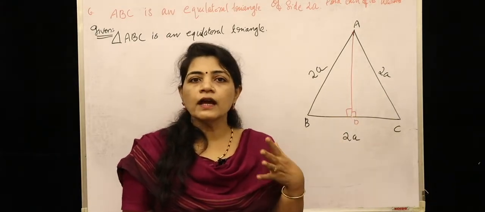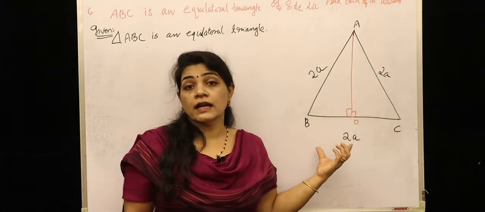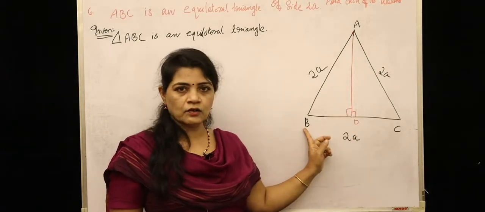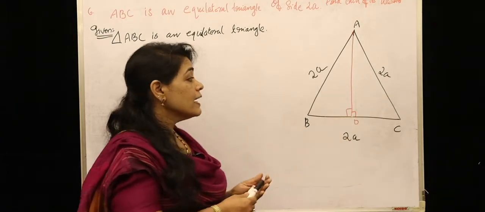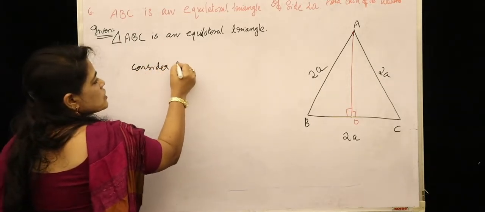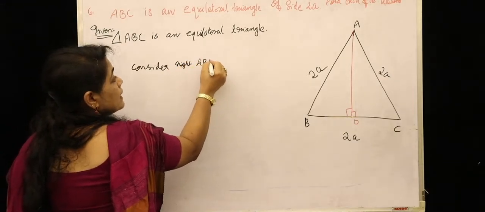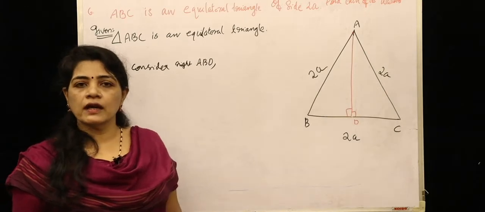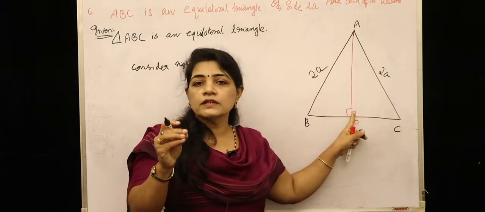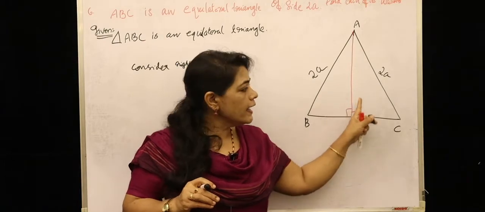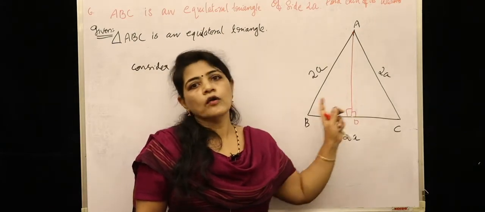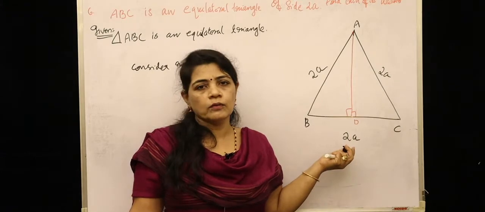See children, this big equilateral triangle ABC is now divided into 2 right triangles, because in triangle ABD, angle D equals 90 degrees. So we can consider right triangle ABD. If we have a right triangle, we can apply the Pythagoras theorem. Why? Because AD is one of the sides of this right triangle ABD. You can take ADC also, it doesn't matter, because AD is common for both right triangles. So I just considered ABD.